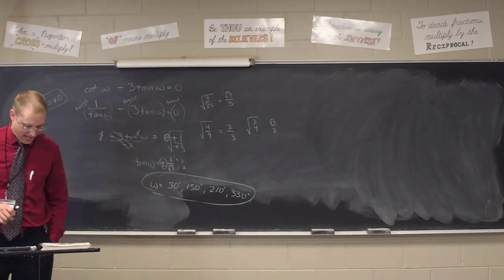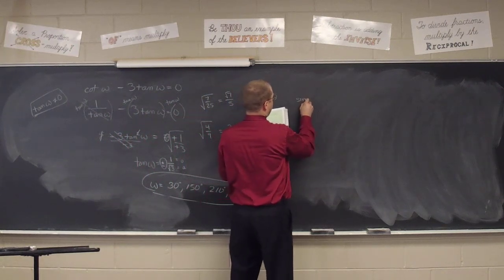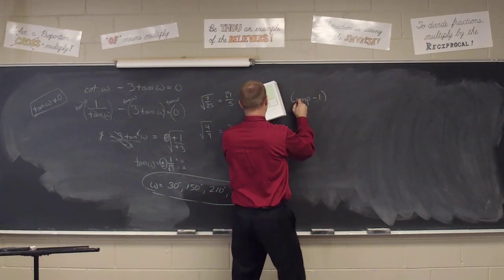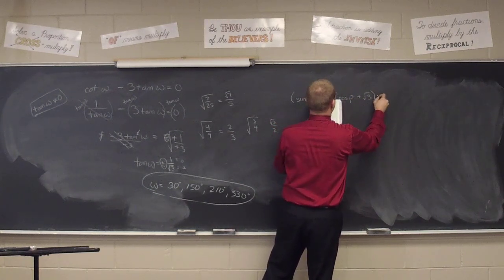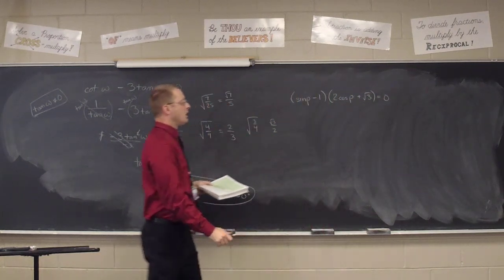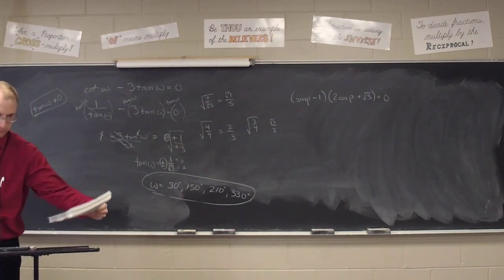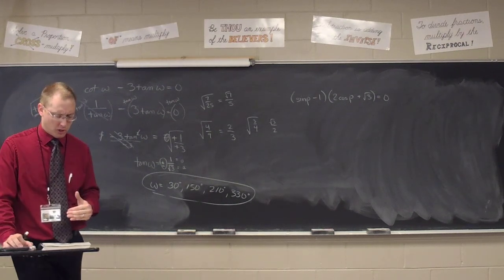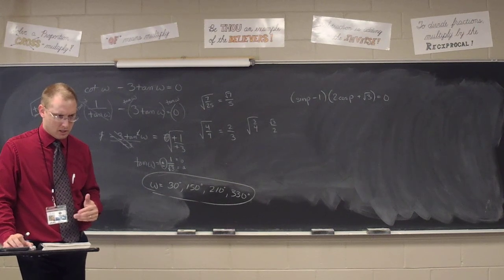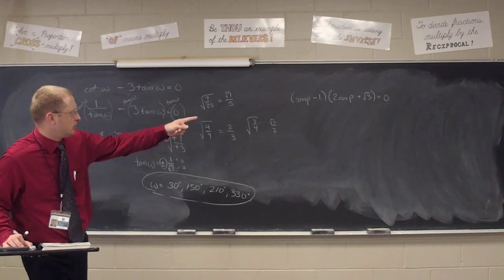All right, let's take a look at number 7 now. We've got the sine rho minus 1 times 2 cosine rho plus the square root of 3, all equal to 0. And a lot of students look at that and think, ooh, we can FOIL. Wait a second. Do we have multiple trig functions? Yes. What do I want to do when I have multiple trig functions? Set it equal to 0 and factor.